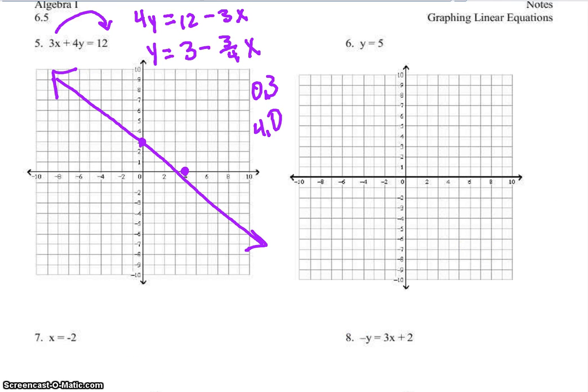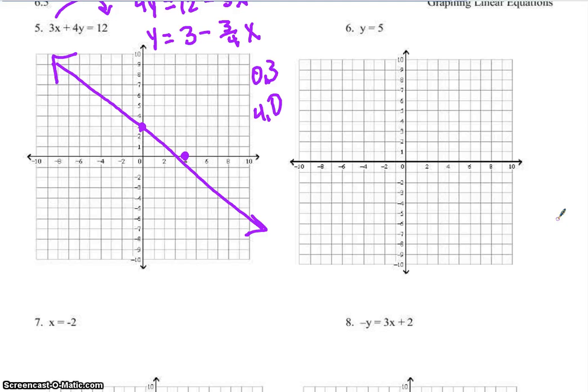Now notice on number 6 that we have a y but no x. On number 7 we have an x but no y. Anytime you only have one letter in your equation, you either have a vertical or a horizontal line. It's not going to be at an angle. Your line has to cross whatever axis you have a letter for at whatever number they've given you. So this one is a line that has to cross the y-axis. Well, here's my y-axis. It has to cross it at 5.